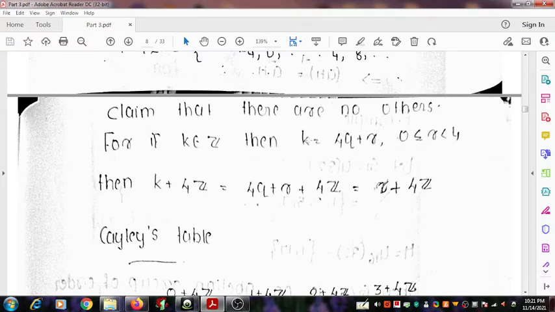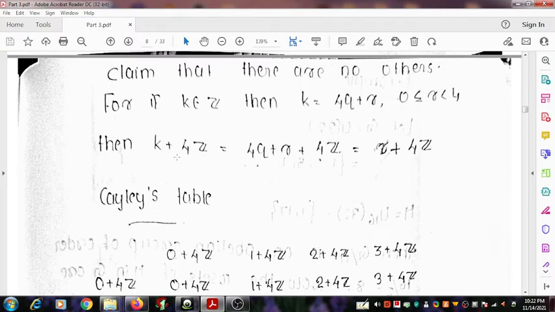When we divide k by 4, we get the quotient q, and the remainder is r. So we can write k equals 4q plus r, where 0 less than or equal to r less than 4. Then k plus 4Z.